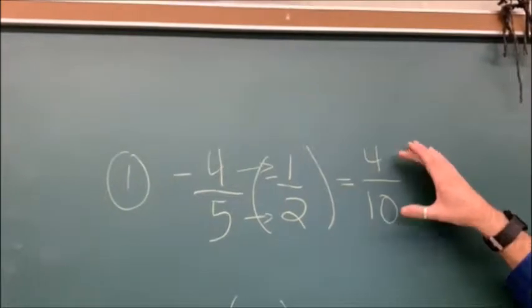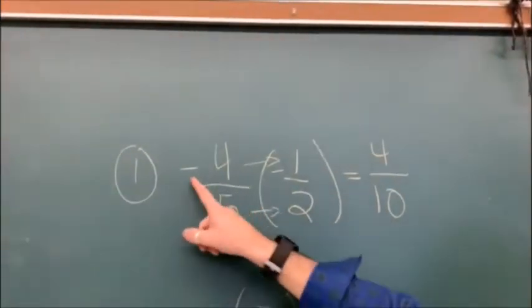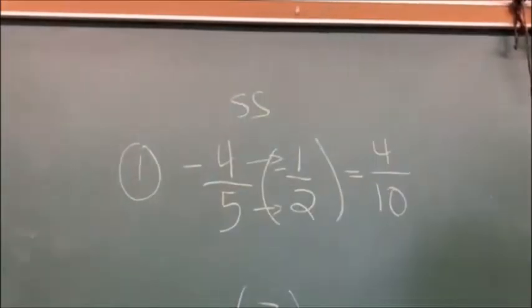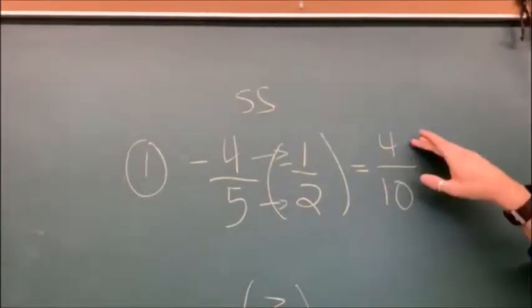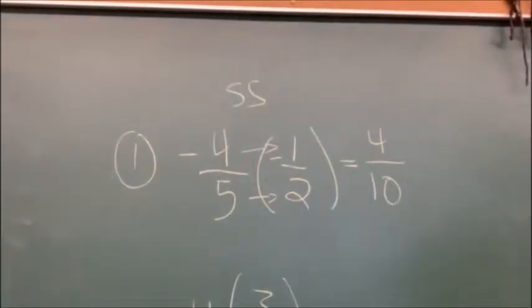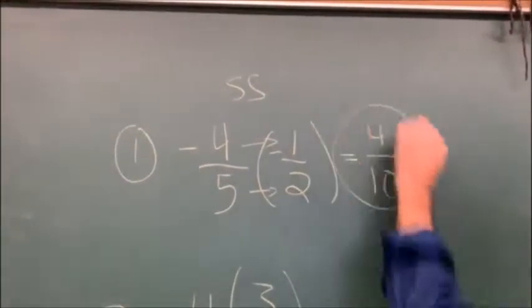So our answer here is 4/10, and now let's check our sign. A negative times a negative, those are the same signs, so my answer is going to be a positive. So our answer is 4/10. In another video, we'll go over simplifying, so don't worry about that for now. This is a good answer.